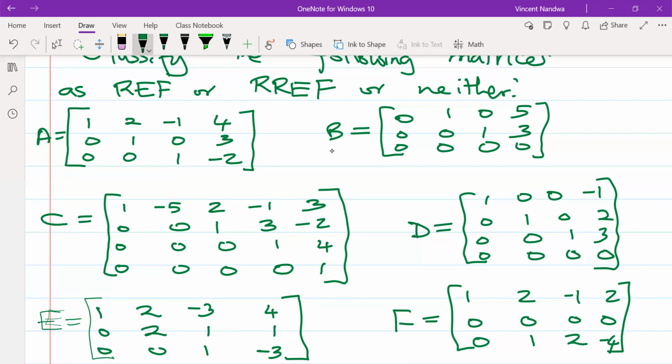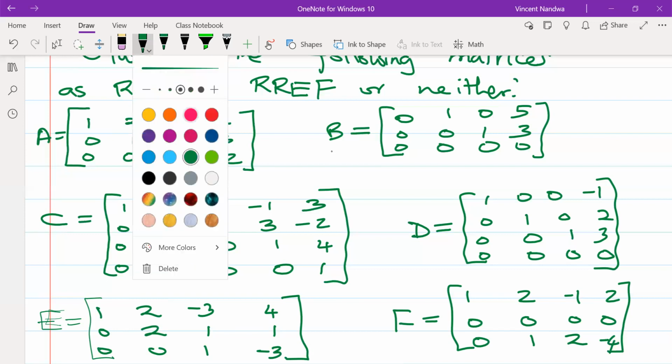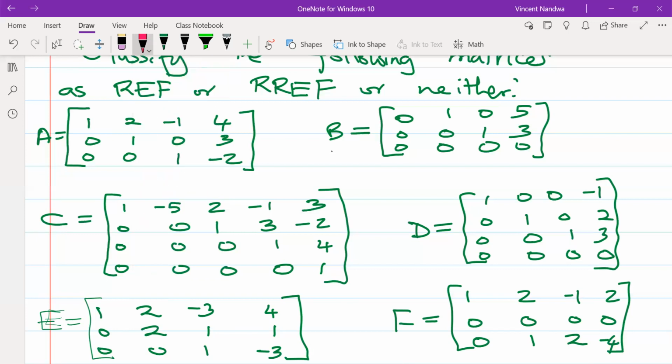So the question is, is matrix A in row echelon form? Yes or no? And why? Can A be described as being in row echelon form?